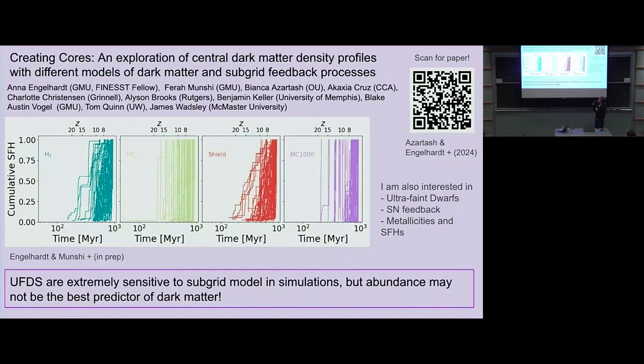And this figure up here shows the cumulative star formation histories of 4 different kinds of star formation recipes that we're comparing in another paper that's in prep right now. And some of my other interests are ultra-faint dwarfs, supernova feedback, metallicities, and star formation histories more generally.